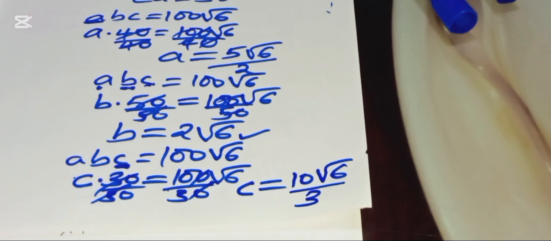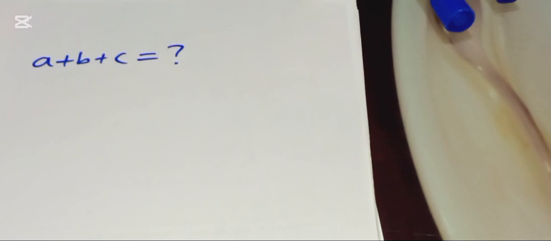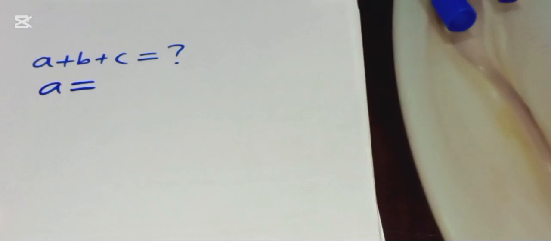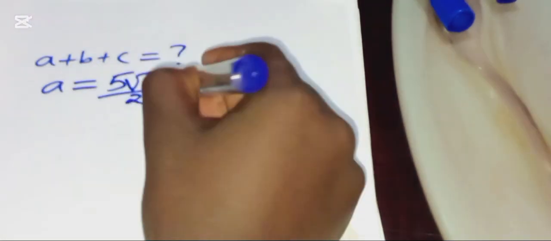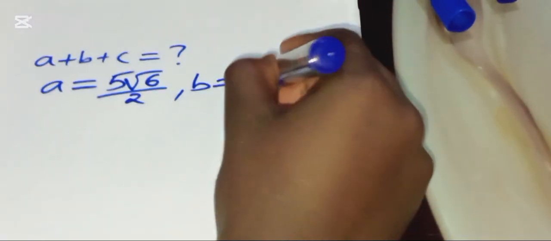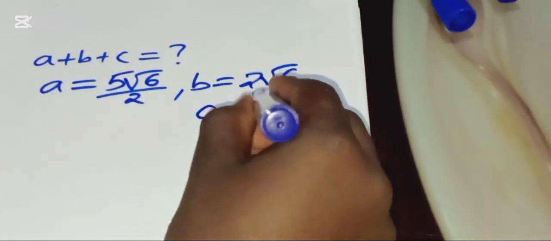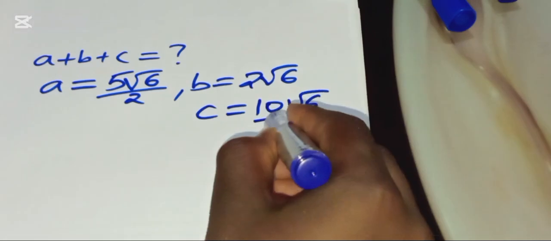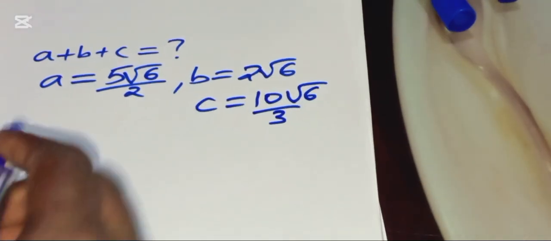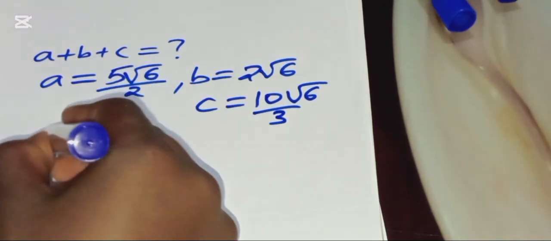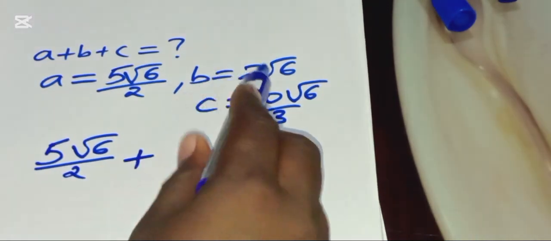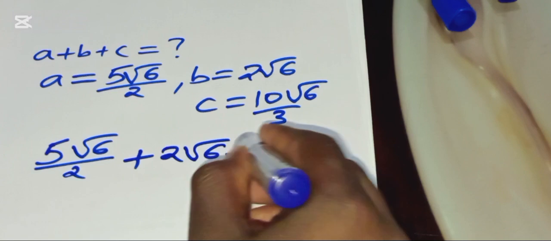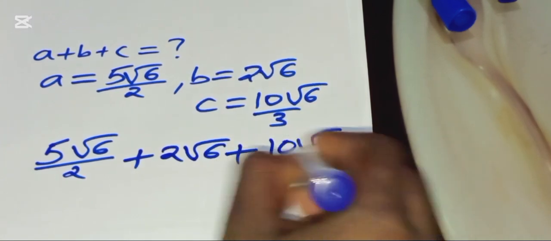And now let's determine the value of A plus B plus C. The question is, what is the value of A plus B plus C? Given that the value of A is equal to 5 square root of 6 divided by 2, the value of B is equal to 2 square root of 6, and the value of C is equal to 10 square root of 6 divided by 3. Now we'll have 5 square root of 6 divided by 2, plus B, which is 2 square root of 6, plus C, which is 10 square root of 6 divided by 3.